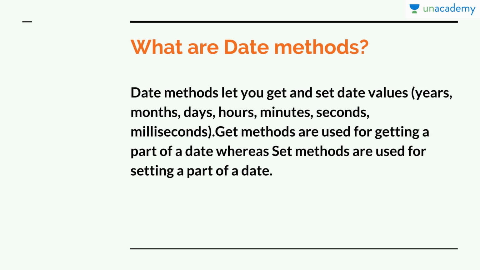Get methods are used for getting a part of a date, whereas the set methods are used for setting a part of a date. Like if you have to set a year, say you are making a website that tells everyone about the history of something, then you can simply set the year to that date, and then use JavaScript to play around with the dates. So get and set methods are very important. We will see the example of each and every get and set method.